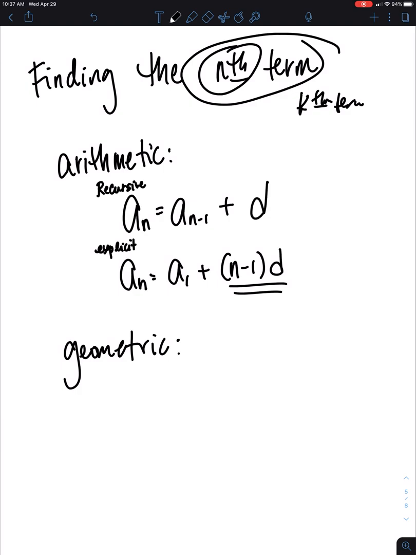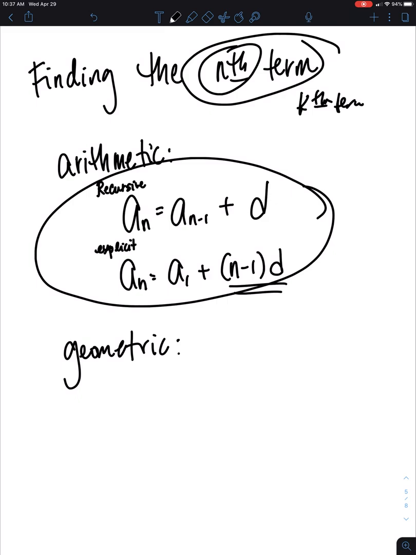Okay. All right. Geometric. So you might want to write these equations down because they're going to ask you to find formulas recursively and explicitly. So let's write down geometric real quick. Remember, instead of a D, which stands for common difference, now we're going to use an R on geometric. So geometric, so recursive.